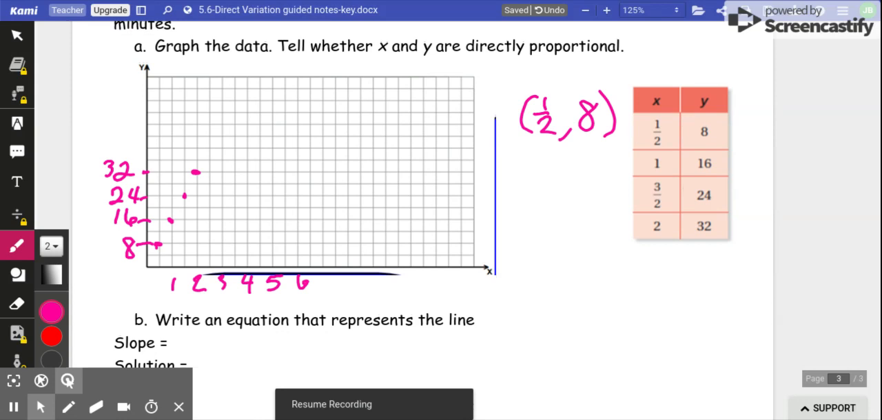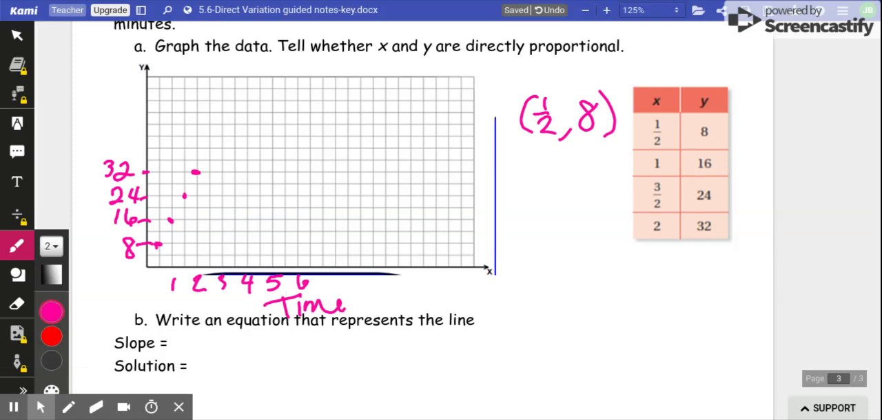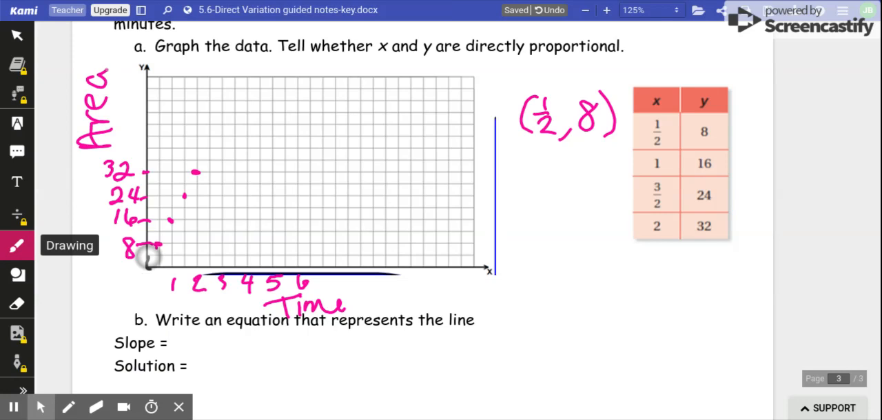Okay, so we have our data graphed, and we have our time down here in minutes. Over here on the left, this is the area that we've been covering, and remember that is in feet. Sorry, that's kind of slow. So this over here is area, in square feet. When we line this up, we should get something going through the origin.